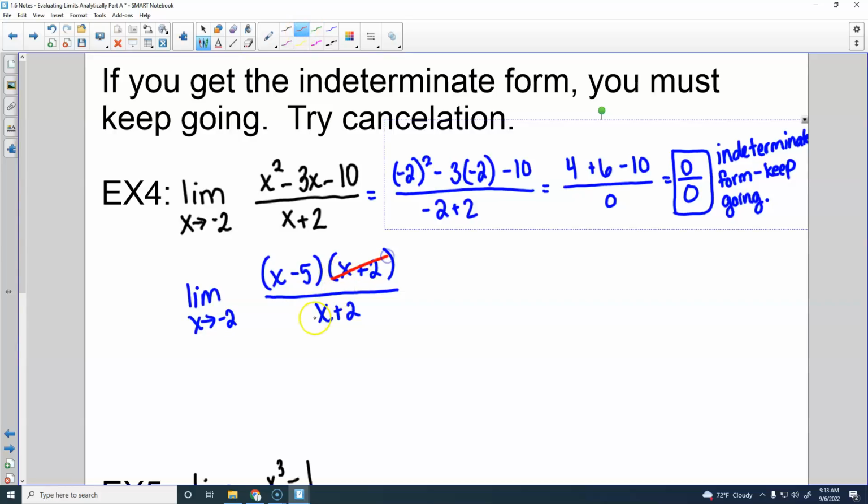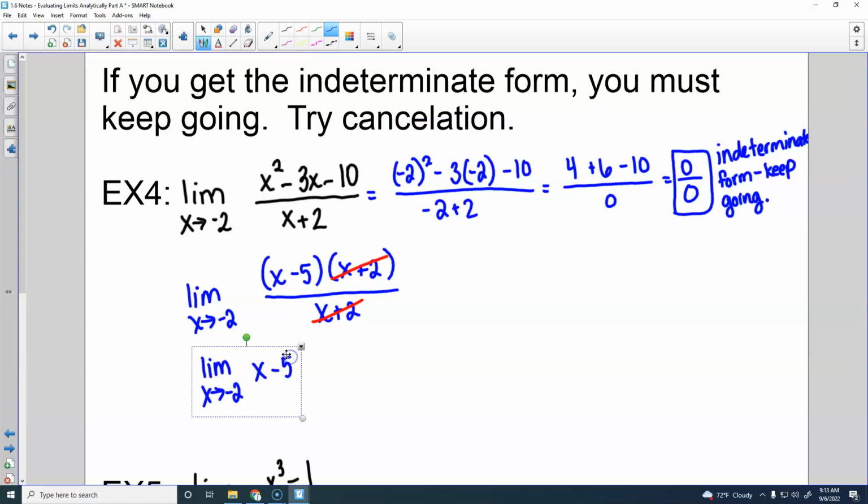Then I can cancel x plus 2 and x plus 2. So now what I'm dealing with is the limit as x approaches -2 of x minus 5. Notice I still have that limit notation because I have not plugged in the -2 yet. But once something cancels, you can plug in the value most of the time. So if I plug in -2 now, -2 minus 5 is going to give us -7.